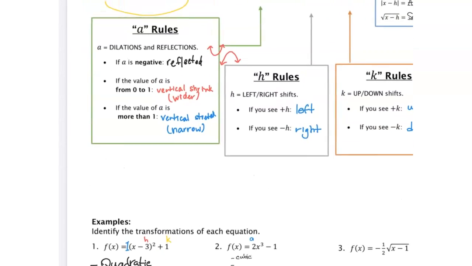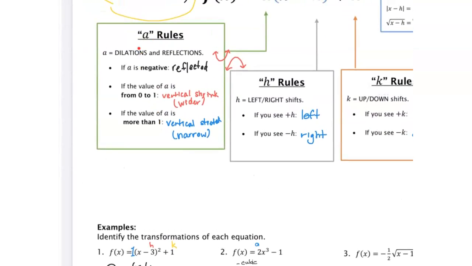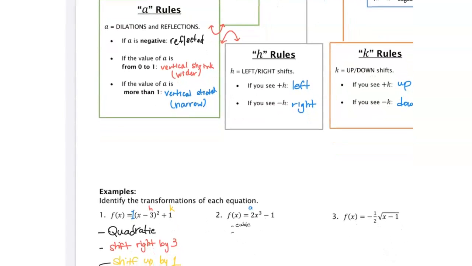Now let's look at what we have about our A rules. A changes the dilations as well as reflections. If A is negative, it's reflected. Our A was 2, so it's not negative. If we have an A that's from 0 to 1, that's not our 2. If the value of A is more than 1, here we go. Since our A value was a 2, then that means that our graph will be narrow. So therefore, we have a narrow graph. It's narrower than its parent function.